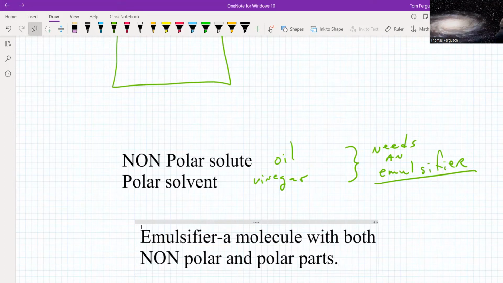It's usually a pretty good sized molecule that has both non-polar and polar parts. So the non-polar part sticks to the non-polar part. The polar part sticks to the polar part. So in an oil and vinegar situation, the oil is non-polar, the vinegar is very polar. So if we put in a molecule that's got one of each, it's going to be like glue.